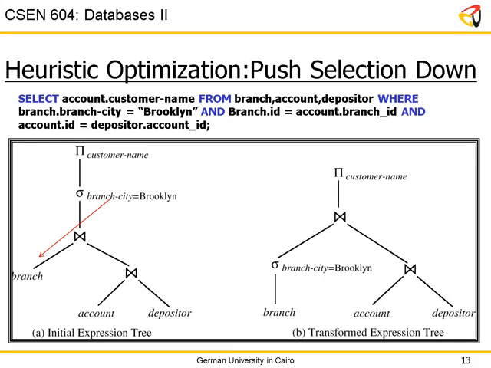We say where branch.branch_city equal to Brooklyn and branch.id equal to account.branch_id. So in the account table, there is a branch ID, and this is referencing the branch.id, and the account ID equal to depositor.account. Okay. So the heuristic here says push the selection down.